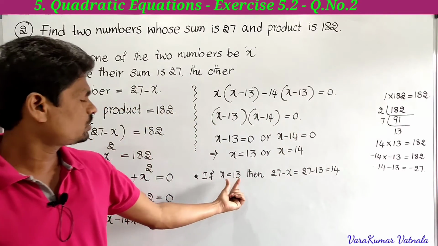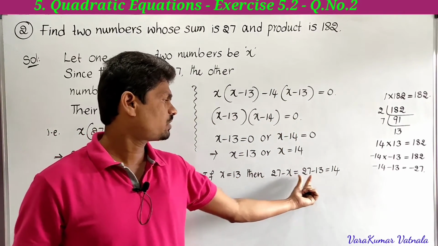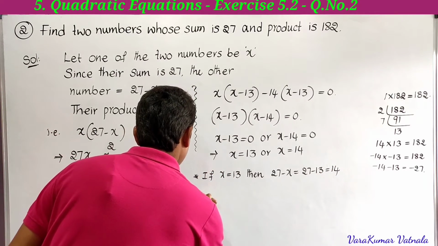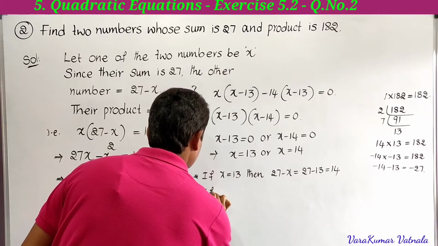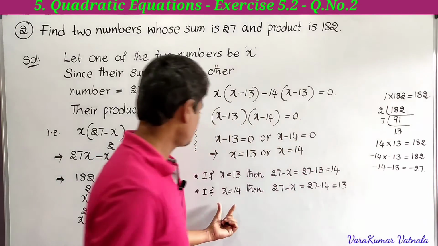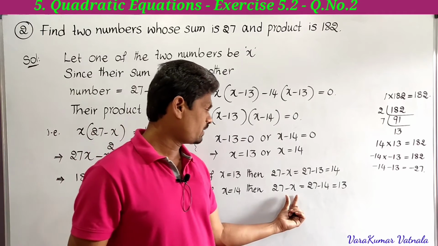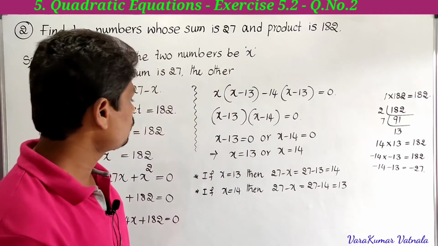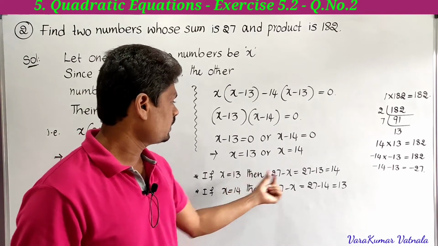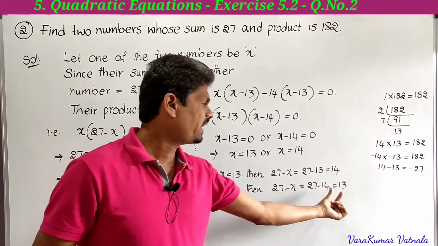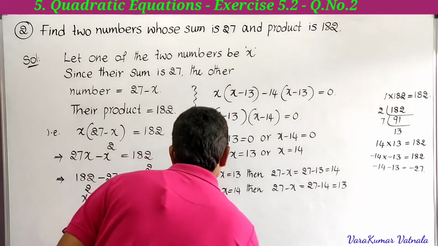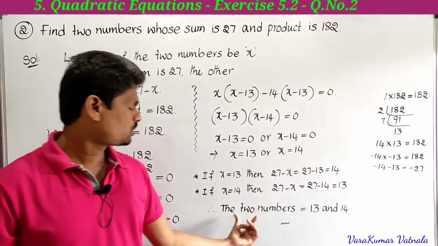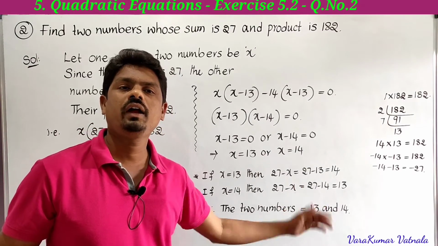So if x is equal to 13, then 27 minus x equal to 27 minus 13, that is 14. Next we have the second one, if x is equal to 14, then 27 minus x equal to 27 minus 14, that is 13. Therefore, the two numbers are 13 and 14 or 14 and 13.